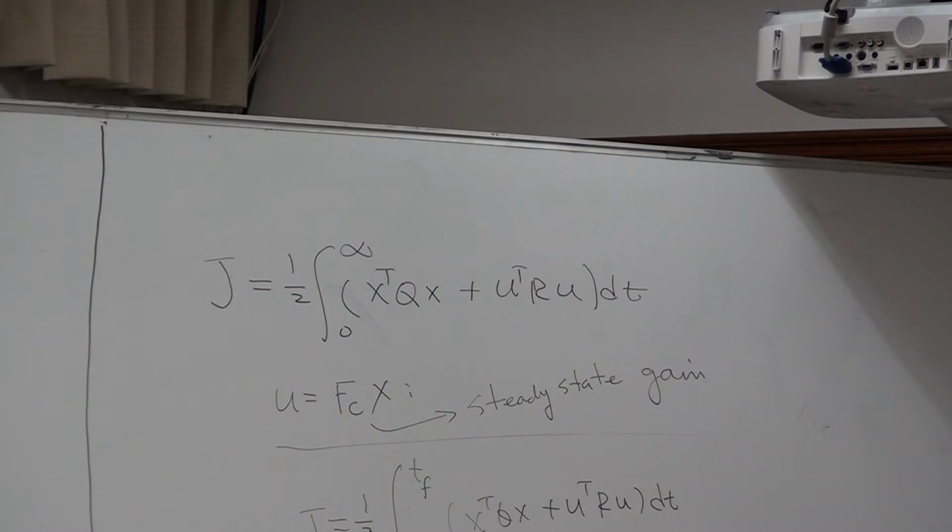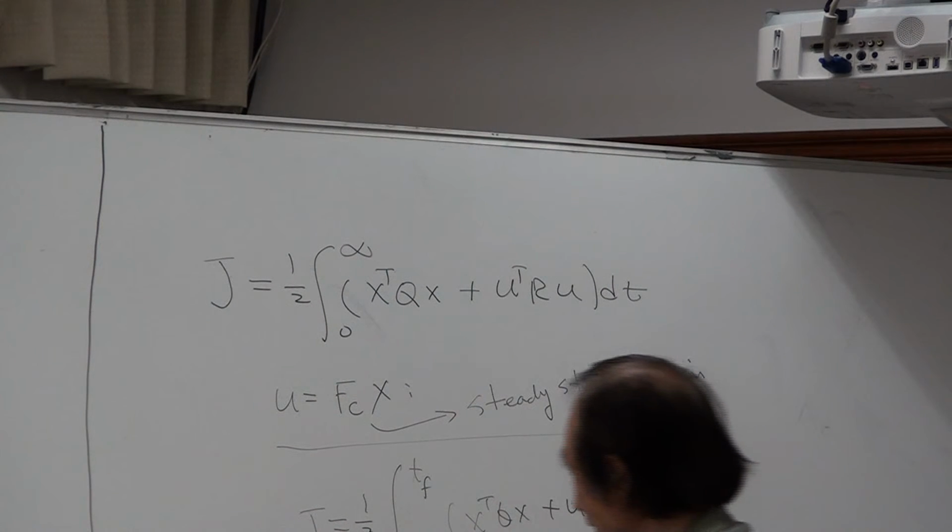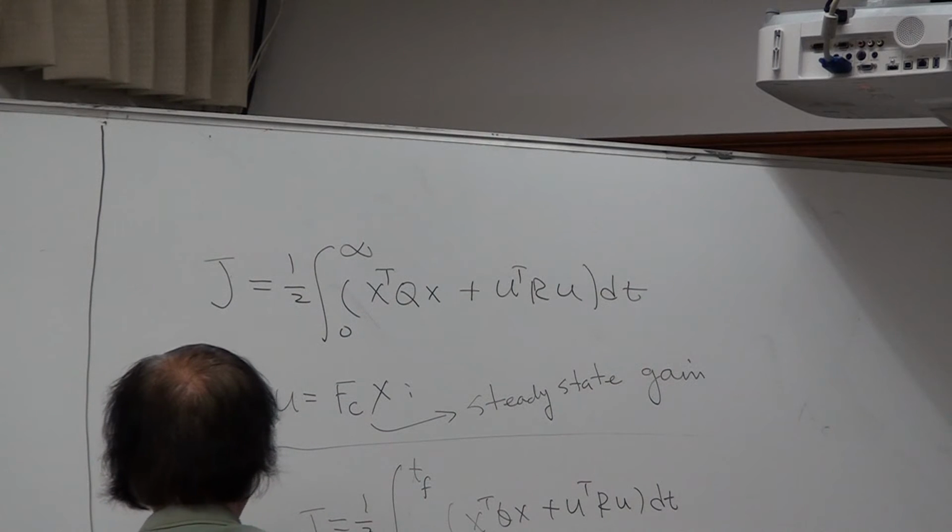Because if you look at this Riccati equation here, if I go back and look at this Riccati equation, there's no P dot. See, there's no P dot. There's no differential term. P dot is equal to 0, this equals 0. That means usually the Riccati equation may not look like this.